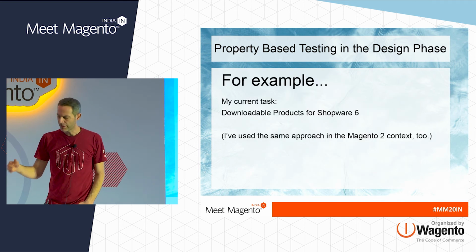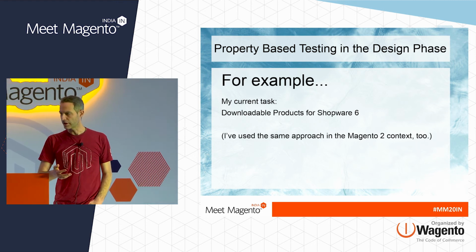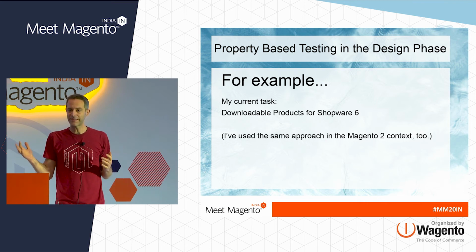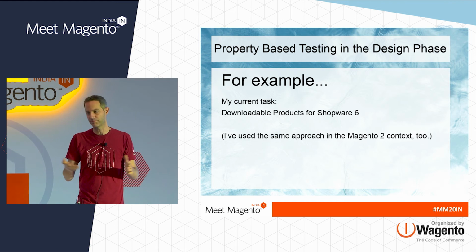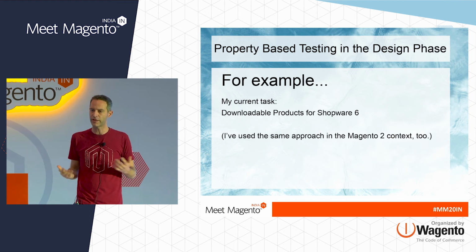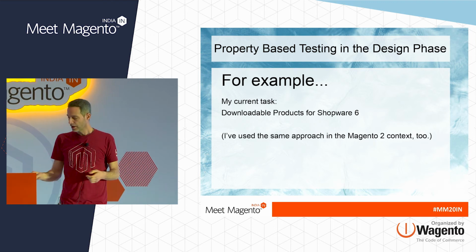So for example, at the moment I'm actually writing a downloadable product feature, not for Magento, but for a different system, but doesn't matter because property-based testing isn't dependent on a specific system. Just imagine Magento didn't have downloadable products. This would be one way to build this, right? So it's actually quite a nice example.